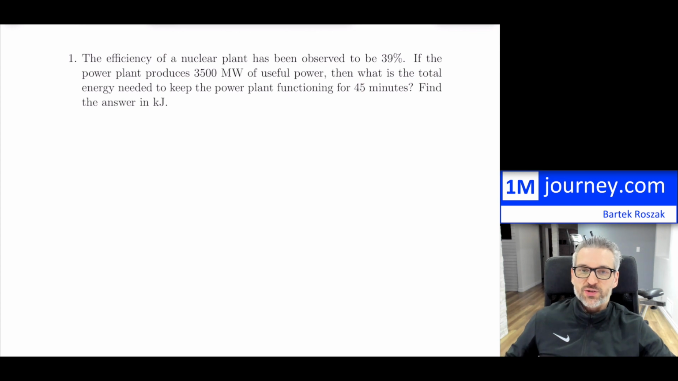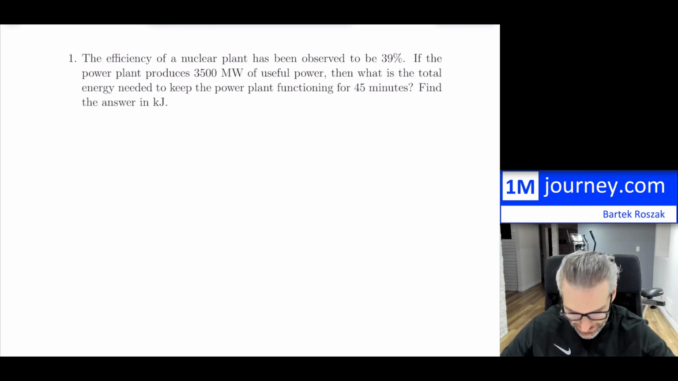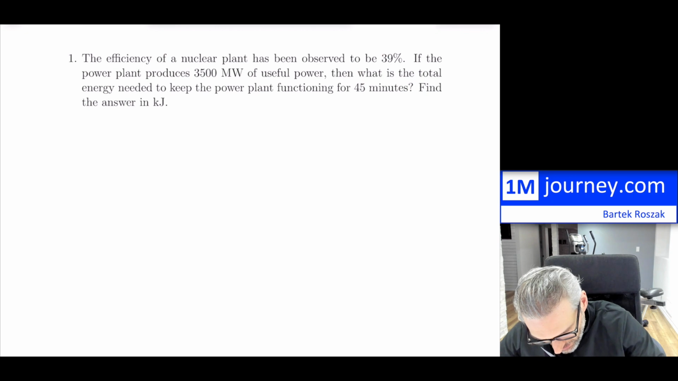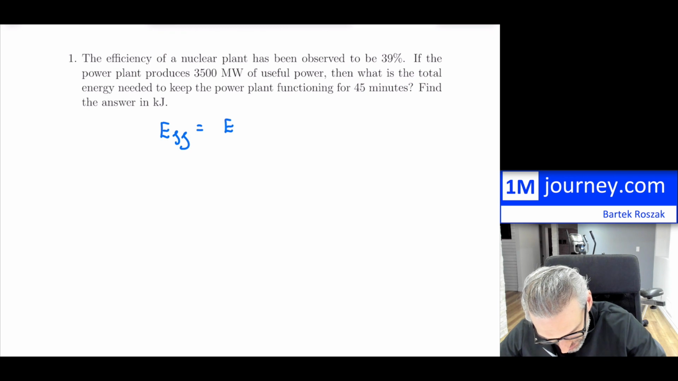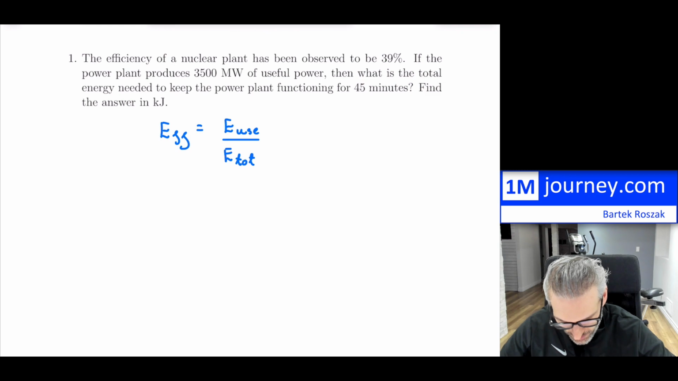Here's the first question in terms of calculations, or at least some intuition. This one kind of brings back the efficiency concept. The efficiency of a nuclear plant has been observed to be 39%. First of all, efficiency is equivalent to the useful energy, and this depends how you're going to be writing this out. Sometimes energy in or useful energy, I'll write just useful energy, divided by the total energy that has been used, or the total energy that has been outputted.